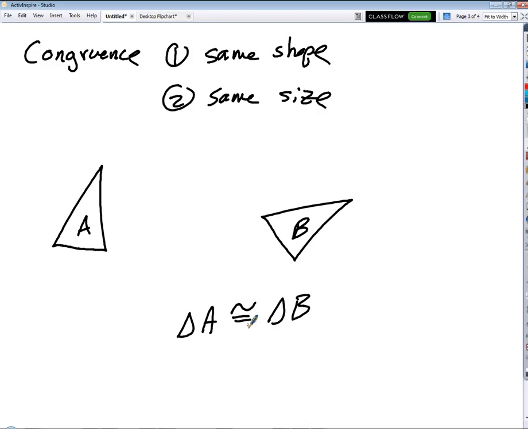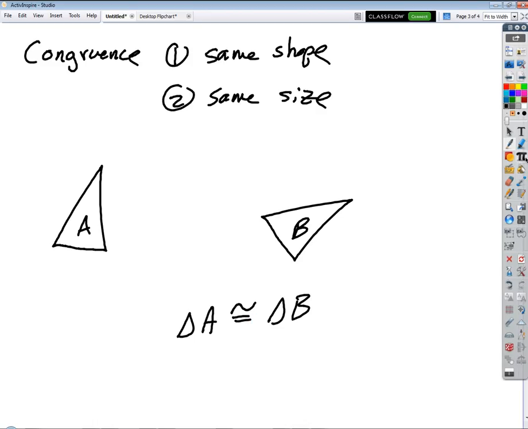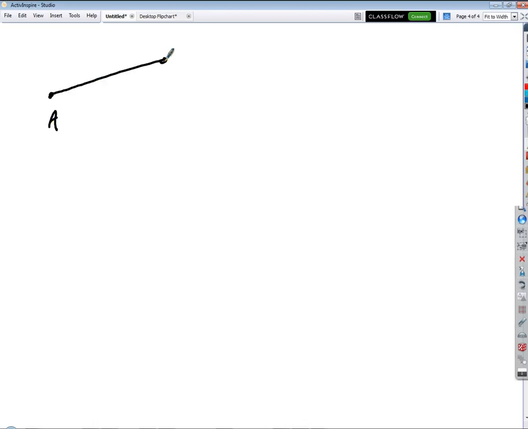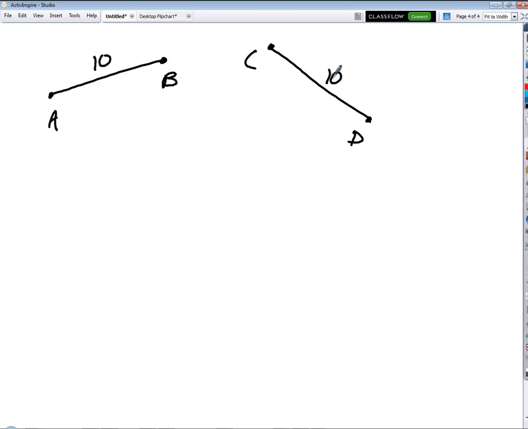Okay? So with segments, they're pretty simple, they're pretty basic. If I've got segment AB, which has a length of 10, and I have segment CD, which also has a length of 10, somebody tell me a relationship that I can write about those two segments. What's one thing I could say?